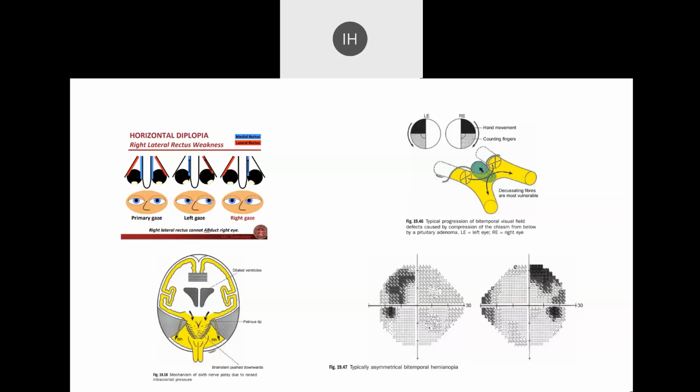The next picture I want to show is when there is a pituitary adenoma. The pituitary gland will increase in size. When the pituitary gland increases in size, it will compress the optic chiasm, and it will compress the decussating fibers, and the patient will have bitemporal hemianopia as in the picture below. That's what I want to highlight in this slide.